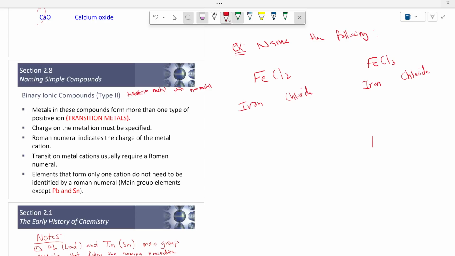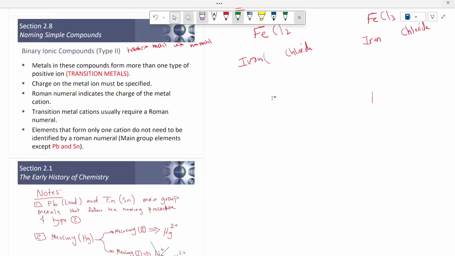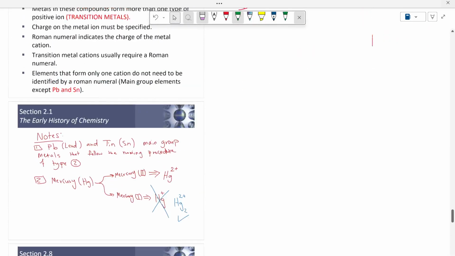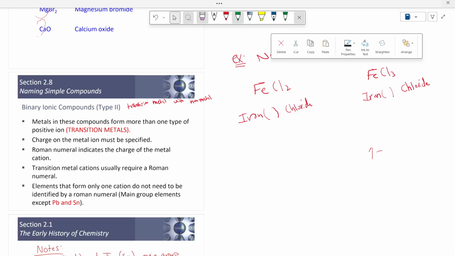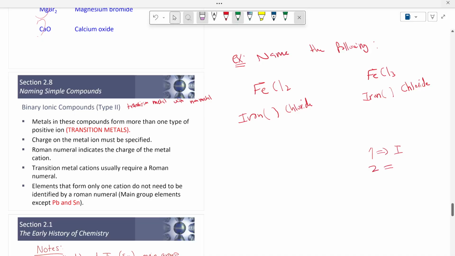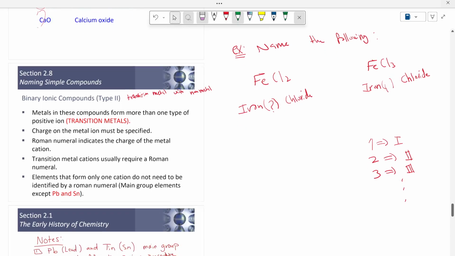What is this further step? The answer is writing. You should write the charge of the transition metal here using the Latin or the Roman numbers. As you know, Roman number 1 is I, 2 is double I, 3 is a triple I, and so on. Now the question is, how can we determine the charge of the transition metal here? How can we determine the value of the charge?